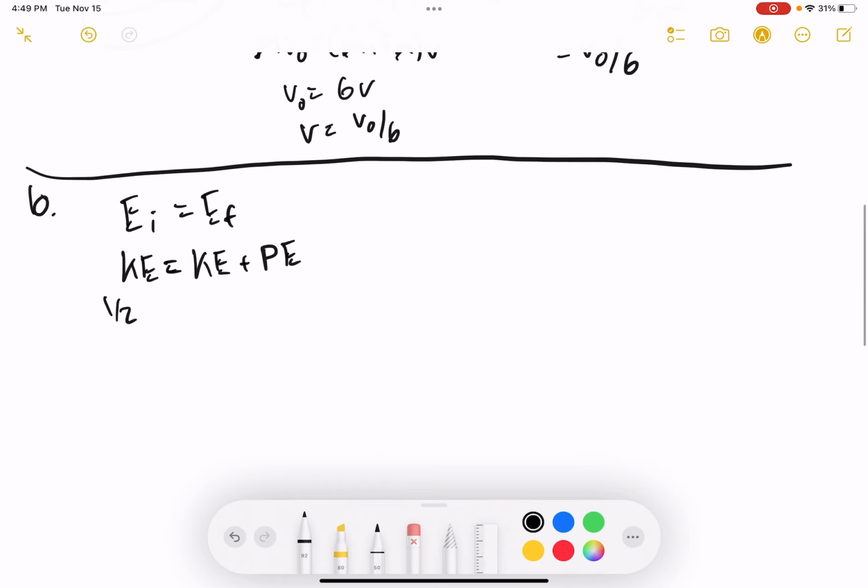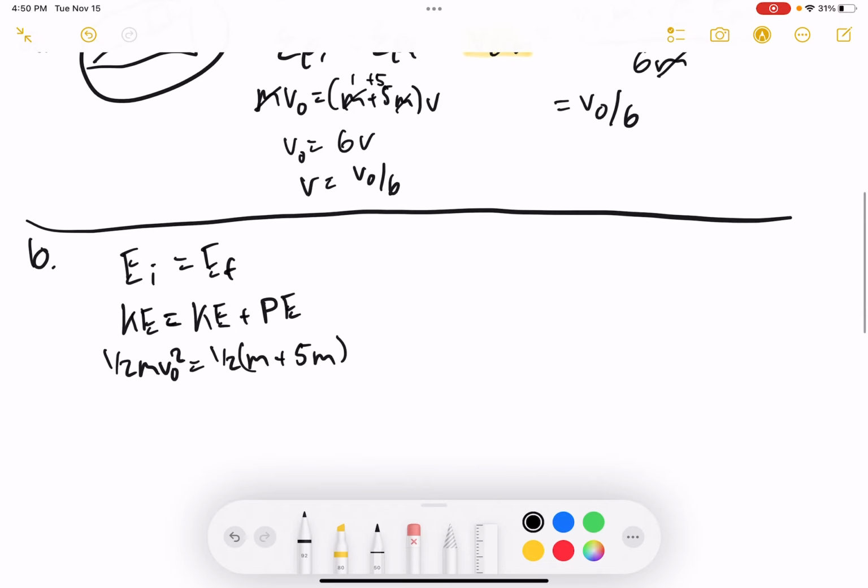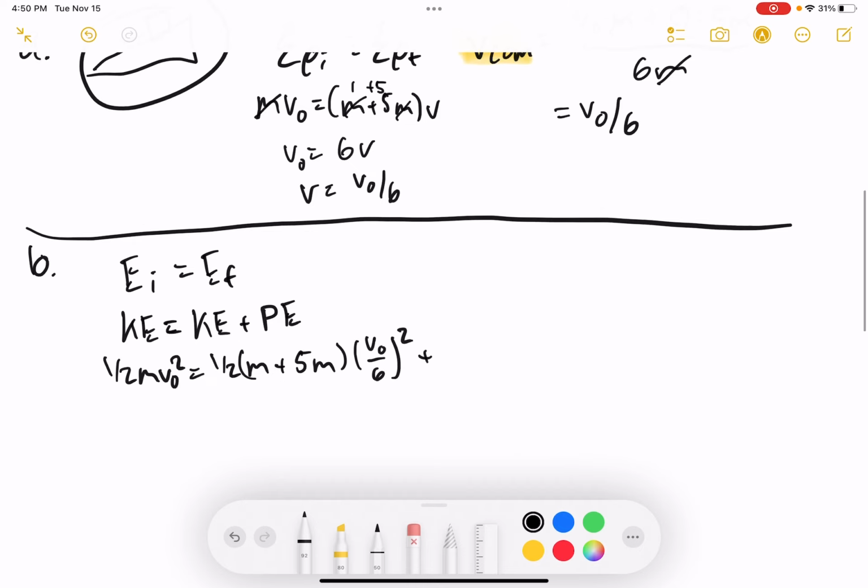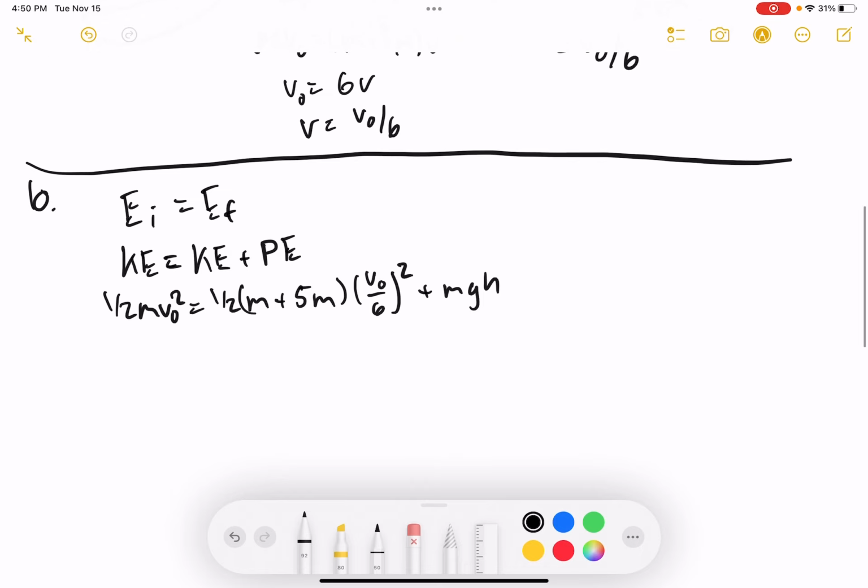So I will have 1/2 m v0 squared. That's my initial velocity, right? That's what I'm starting with at the very beginning. And then I'll have 1/2 m plus 5m, because that's everything. And our velocity, we just found that, is v0 divided by 6 squared plus our mgh. Now here, my m is just the mass of the block, not the whole mass, okay?